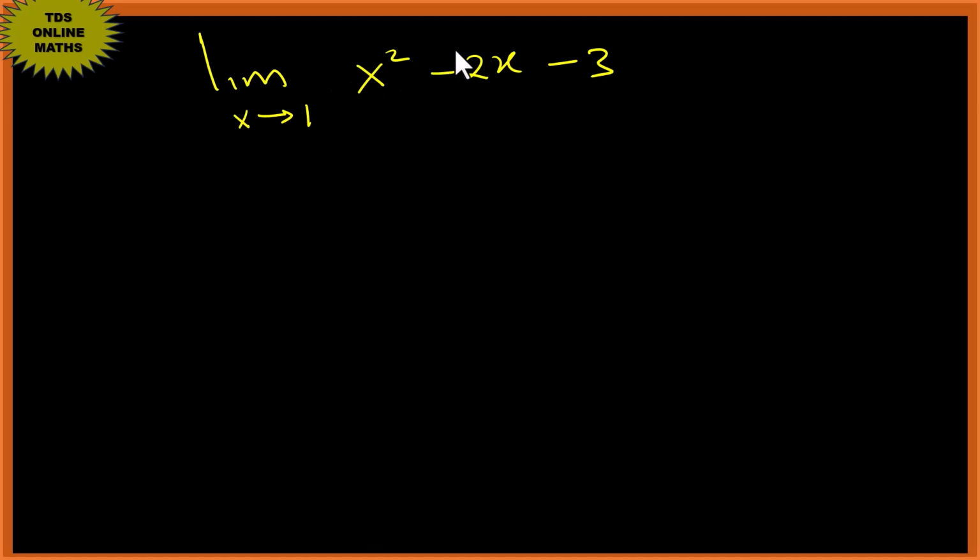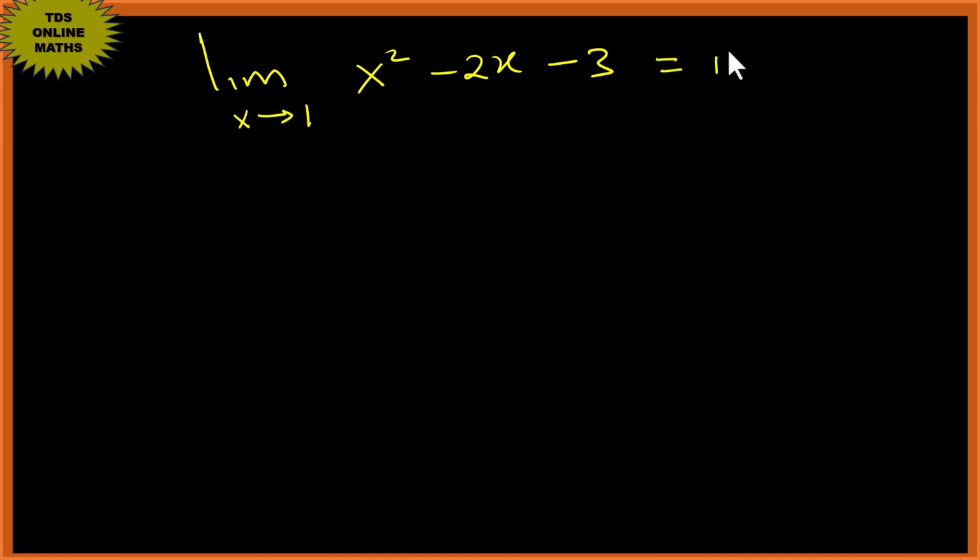Let's evaluate this limit. So we have the limit of x squared minus 2x minus 3 as x approaches 1. Anytime you are asked to evaluate a limit that is of a linear form like this, just go straight to the point by putting in the limiting value. So this one is straightforward.